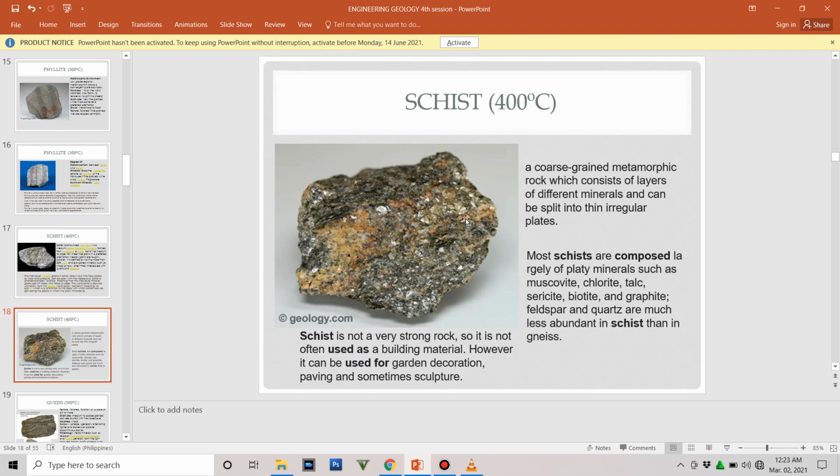So, meron kang makikitang glassy dyan pero hindi ganun karami, no? So later on, yung susunod dito, may mas maraming crystal formation on the next mineral formation. So schist is not a very strong rock, so it is not often used as a building material. However, it can be used for garden decoration, paving, and sometimes sculpture. Okay.